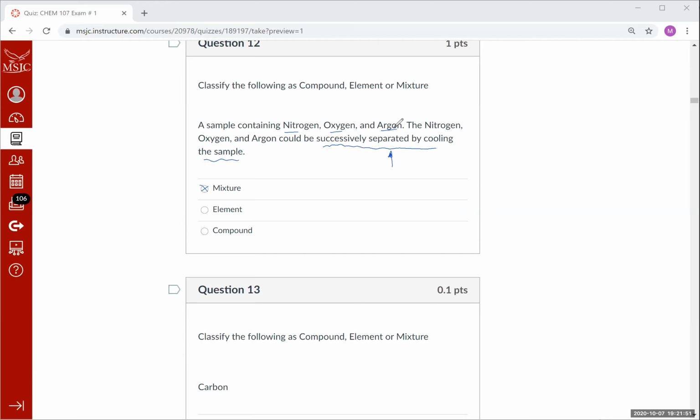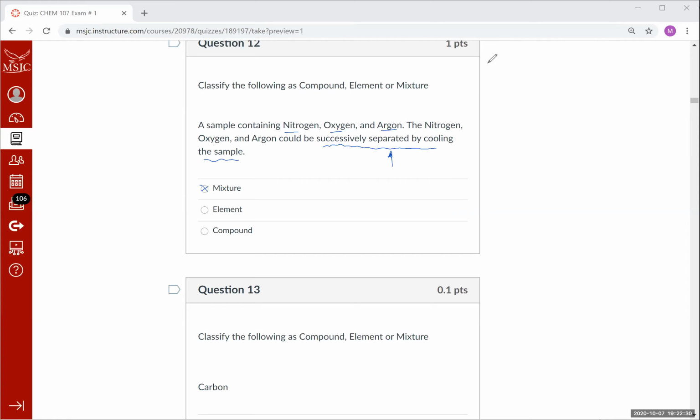Professor, and instead of cooling, if you would say by heating, then that would be... That would also be a mixture. The only case where it would be a compound is where you can say the nitrogen, oxygen, argon can be separated by chemical decomposition. Okay. Yep. Compounds, they're chemically bonded together. So you need to use chemical means to separate the elements in a compound. For mixtures, since the components are not chemically bonded, you can use physical means like heating, cooling, etc. Does that make sense? It does.